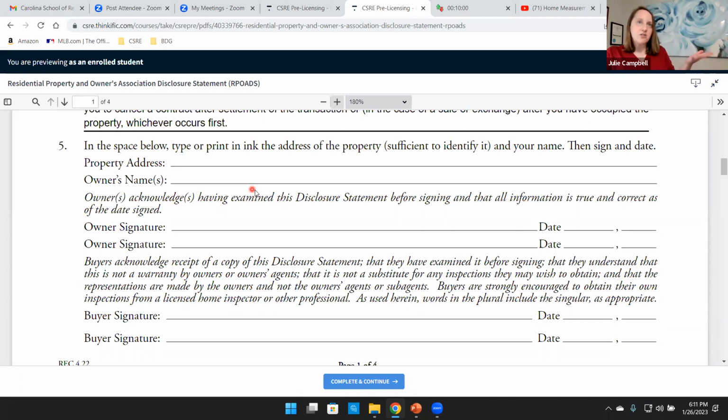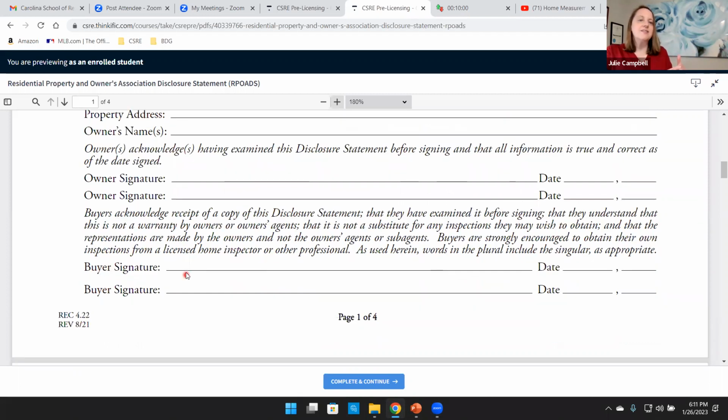So when the buyer goes to make the offer, they can sign it along with their other offer paperwork, and they can attach it all in a nice, neat little package. Again, the buyer's not signing that they like the way it was completed. They're signing that they've received it, and that's all they're signing for. They're acknowledging receipt.